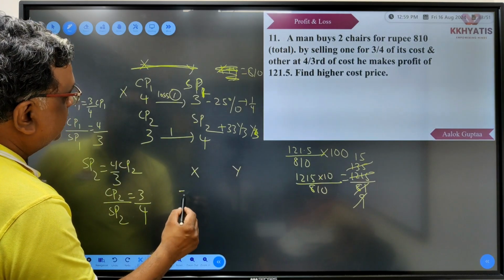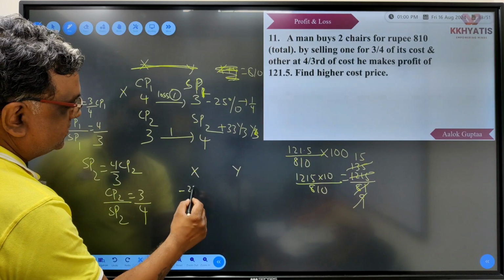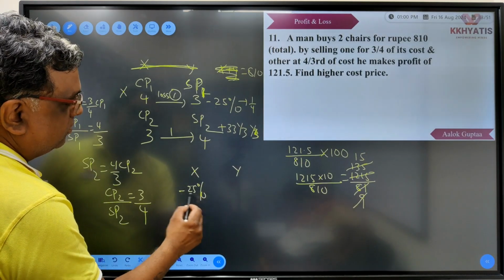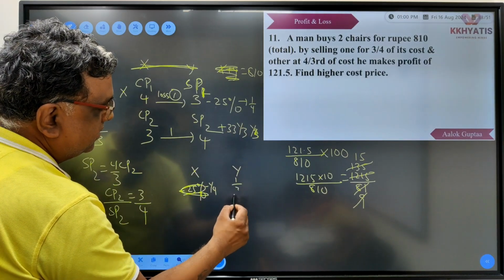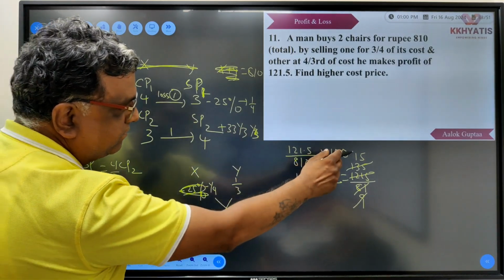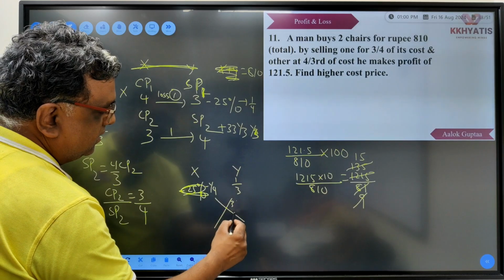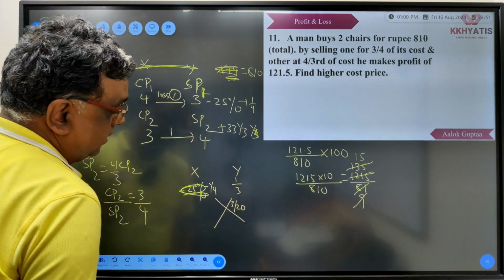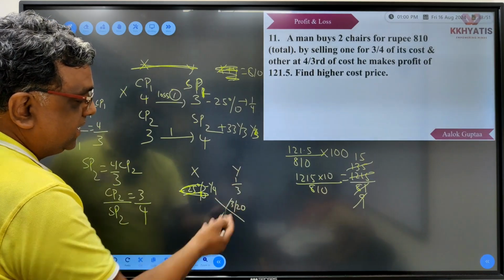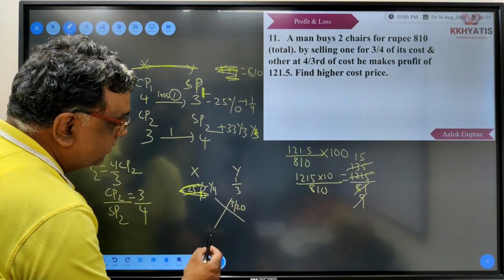In this, he's making a 25% loss, or maybe I can say minus 1/4, and here it is 1/3, and in the overall transaction he is making 15% profit, which is 3/20. Right? Now let us see. Let us do this by alligation. So I will do it.